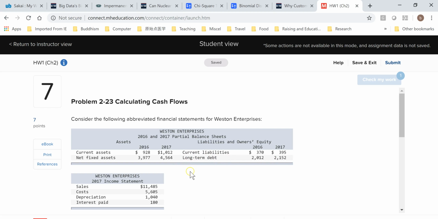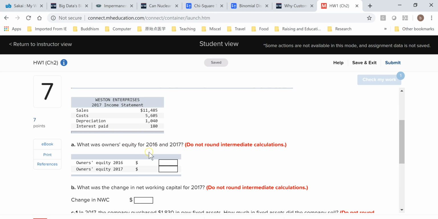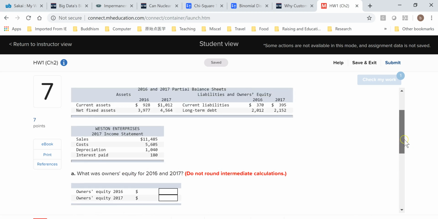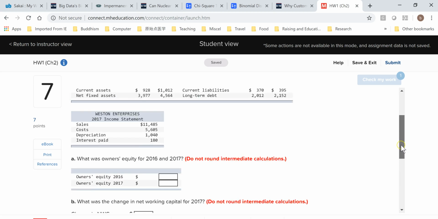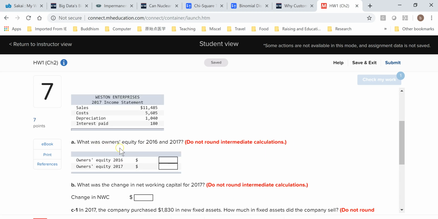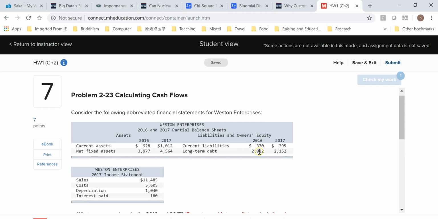It's the equity part, right, on the right-hand side of the balance sheet. That's actually the first part of the question, which is asking you what is the owner's equity for 2016 and 2017. We're also provided with a partial income statement as well. So part A, what was the owner's equity for 2016 and 2017? So how can we figure out the owner's equity?